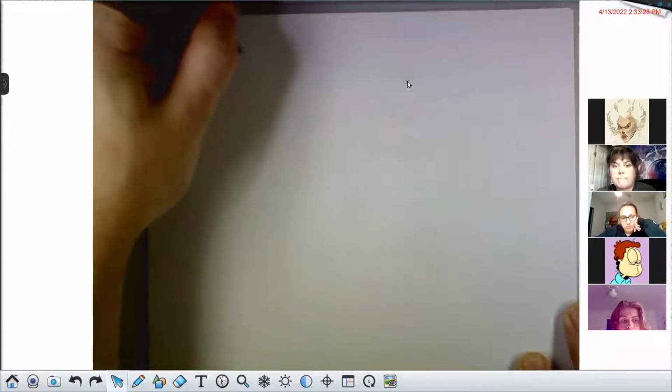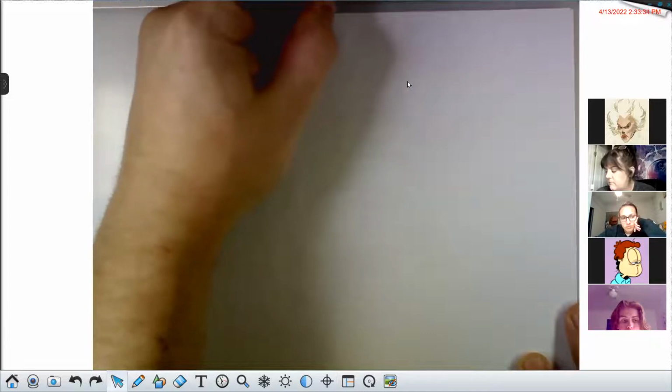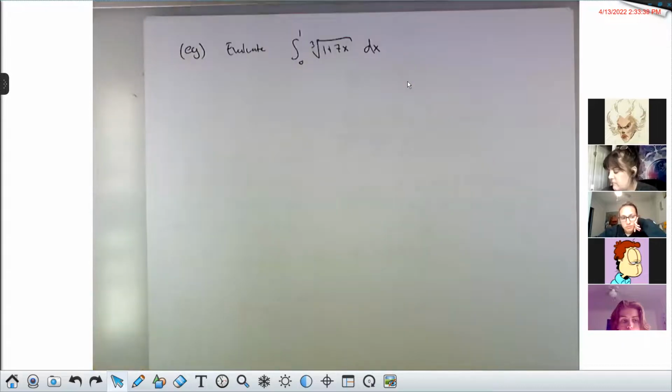Let's evaluate the integral from 0 to 1 of the cube root of 1 plus 7x dx. So I want you guys to tell me what to substitute, and we'll walk each other through this. What would be a good choice of substitution here? One plus 7x. Very good. Yeah, we want to sub for the inner function.